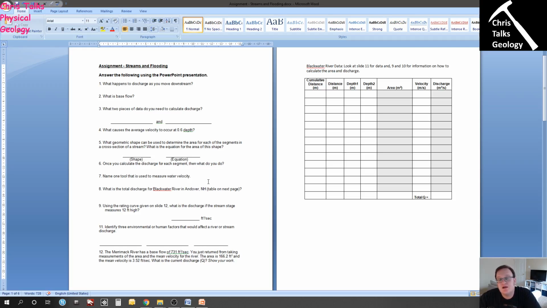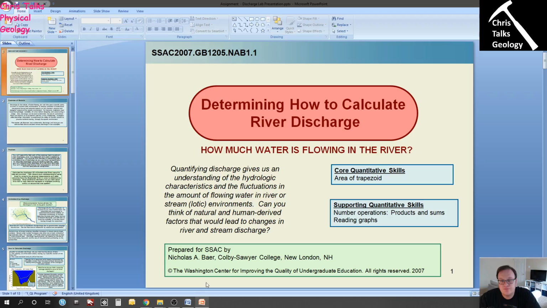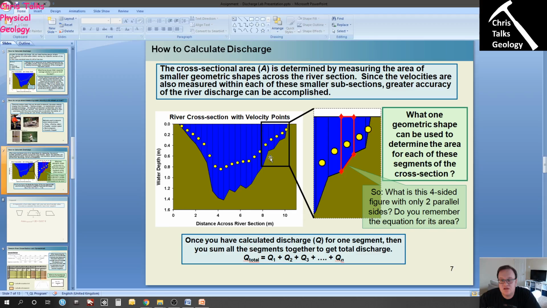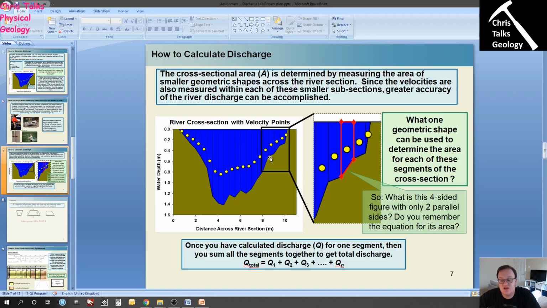Okay, so how are we going to work that out? Well, if you look on page 2, there is a table, and it is a very, very empty table, unfortunately. So where is the information that we need to fill out this table? Well, it's in the presentation. So if we work our way through the presentation, we are going to come to slide 7. Slide 7 begins to teach us about how we actually calculate the discharge for a river.